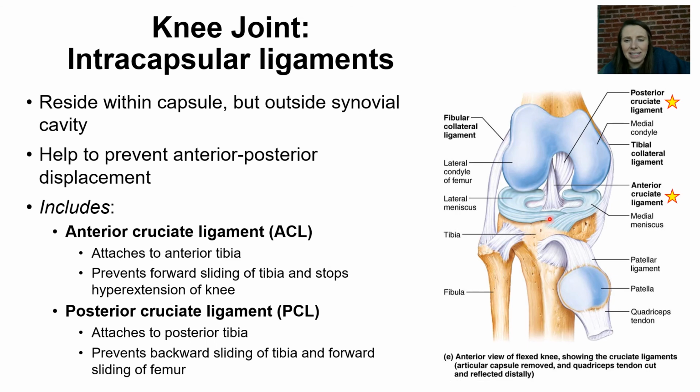And the PCL, which is the one that you see sort of behind the ACL, is going to attach to the posterior side of the tibia, and it's going to prevent the backwards sliding of the tibia and the forward sliding of the femur. So it keeps the tibia from sliding too far backwards and femur from sliding too far forwards.